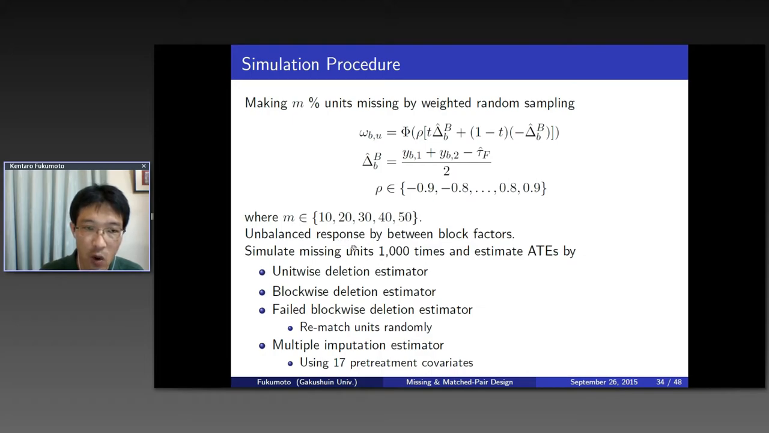And I simulate missing units 1,000 times and estimate average treatment effects by these four estimators. So the unitwise deletion estimator, the blockwise deletion estimator, and the third one is the failed blockwise deletion estimator. The goal of this estimator is that I want to know what happens when the blocking fails, in that case the balance of covariates is not so good. So in order to make such a situation, I rematch units randomly and I apply the blockwise deletion estimator again. The fourth estimator is the multiple imputation estimator, and I use 17 pretreatment covariates.